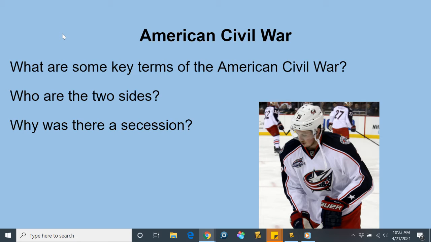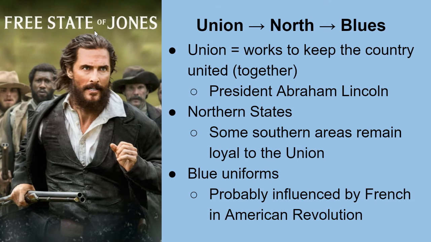Because Columbus was one of the primary armories during the Civil War for the Union Army. And so the Union Army wore blue uniforms, blue jackets, hence the Columbus hockey team's name of the Blue Jackets. So that is the reasoning behind putting them on our screen here.